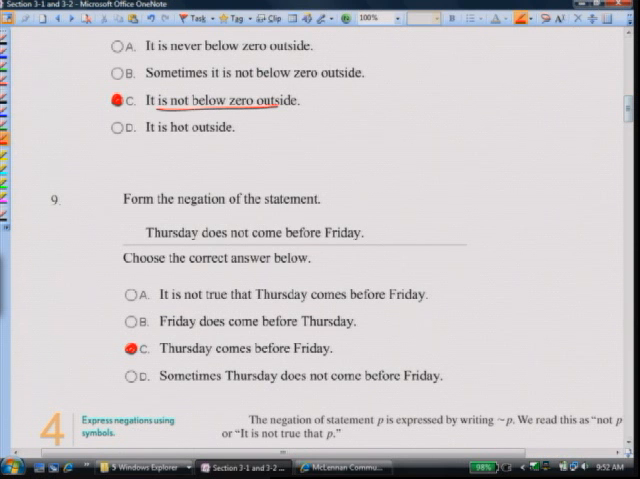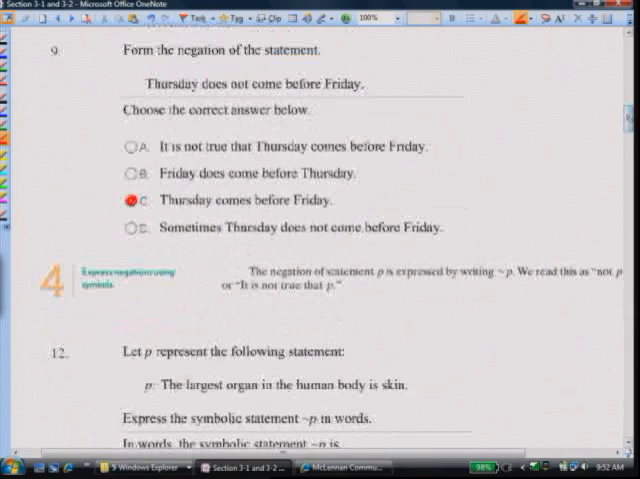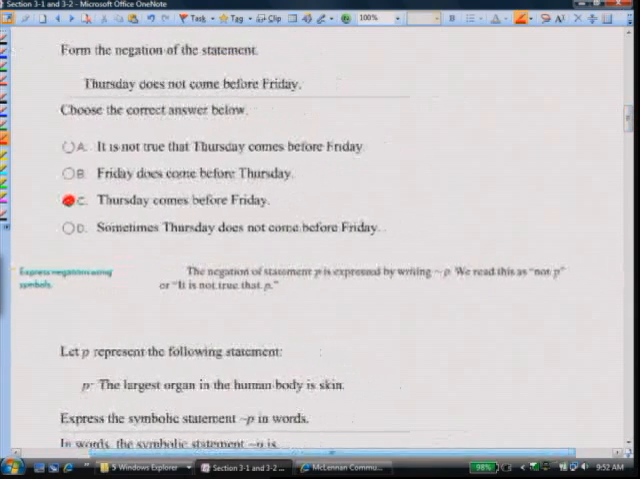All right? Well, if we want to have some notation for negation, it's like a little poem: notation, negation. It is this little tilde. The little tilde is what we use in front of the P or in front of the Q to indicate not P or not Q. It's just language. The negation of statement P is expressed by writing tilde P. We read this as not P, or it is not true that P.